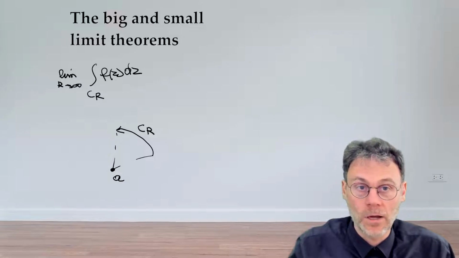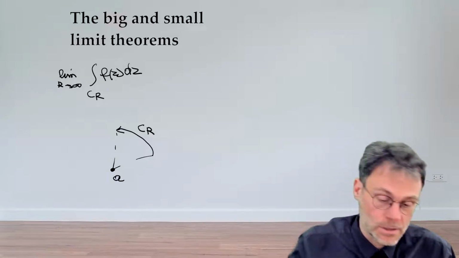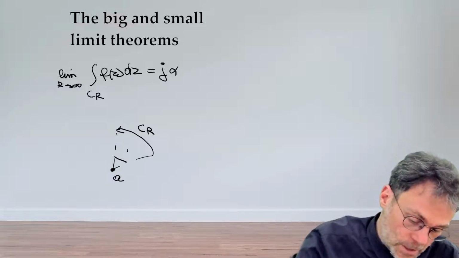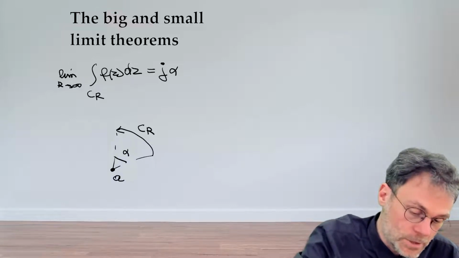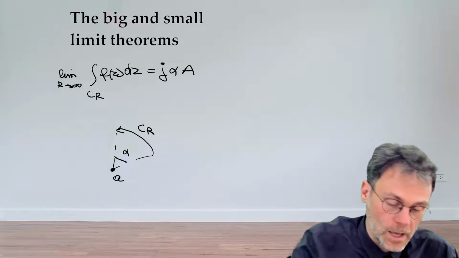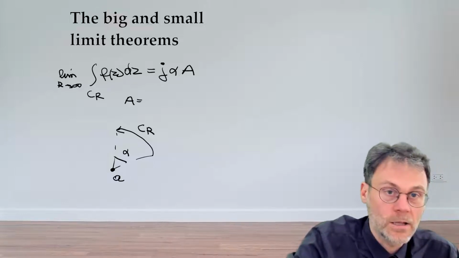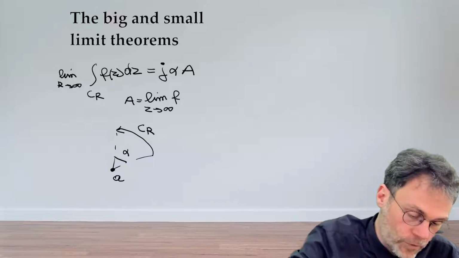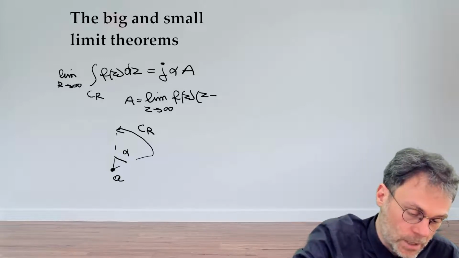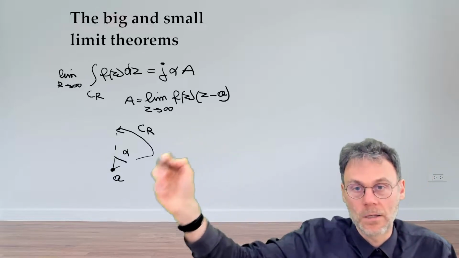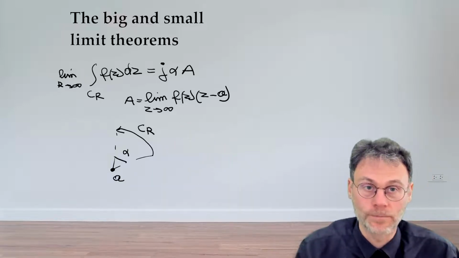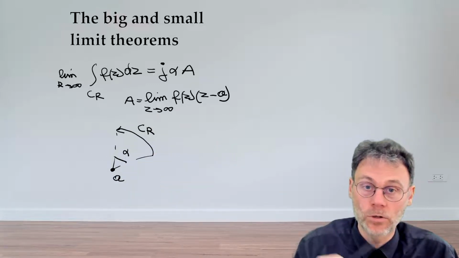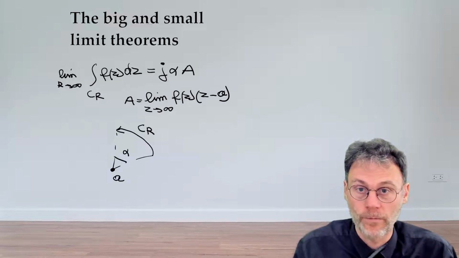And then the big limit theorem will tell us that this limit is equal to j times alpha, alpha being this angle over here, times a certain constant A, and that constant A can be calculated as the limit of z going towards infinity of our function f(z) multiplied by (z minus a). And little a again is the origin of the circle over here, the center of the circle. So this is the so-called big limit theorem, and we're just having it here without proof.